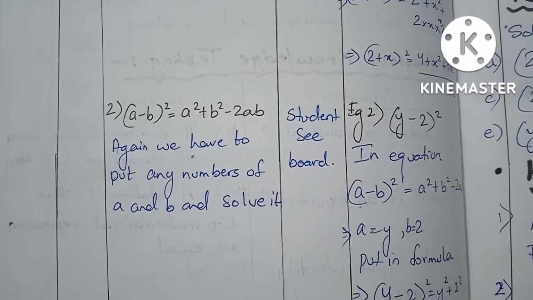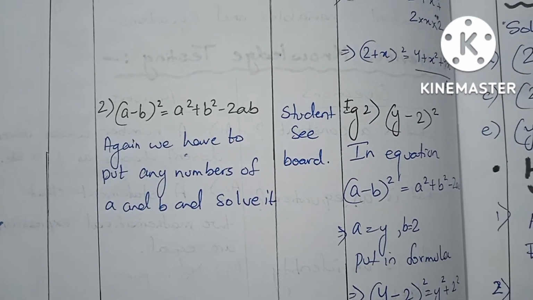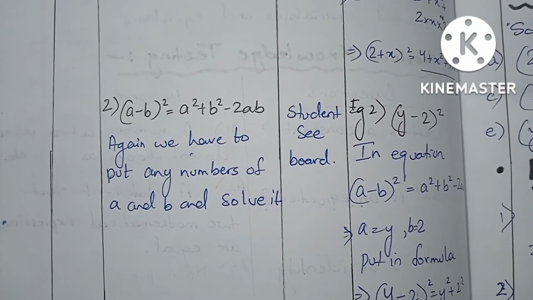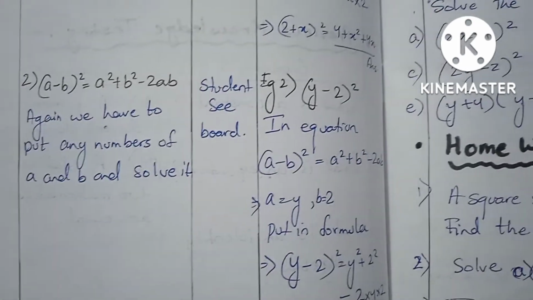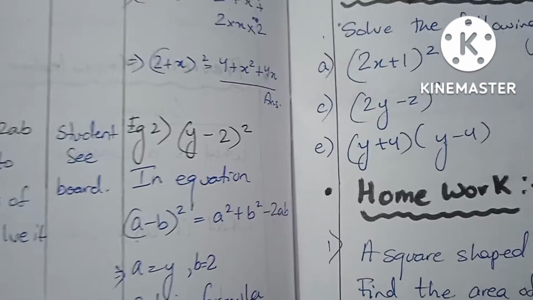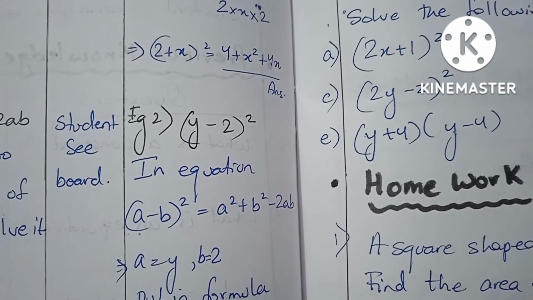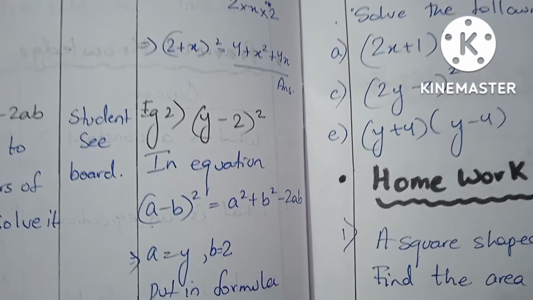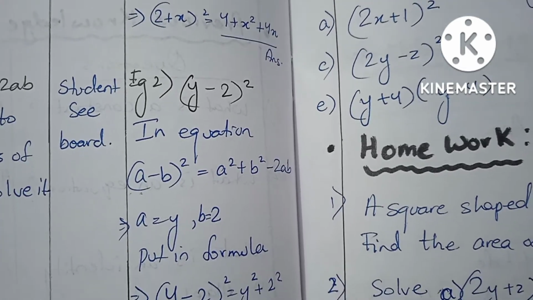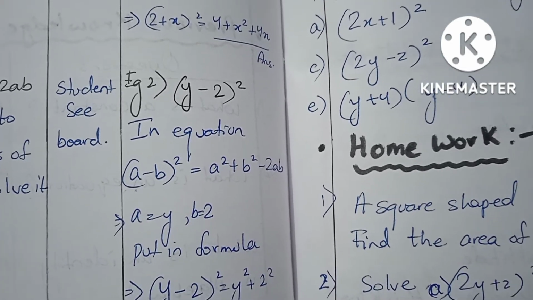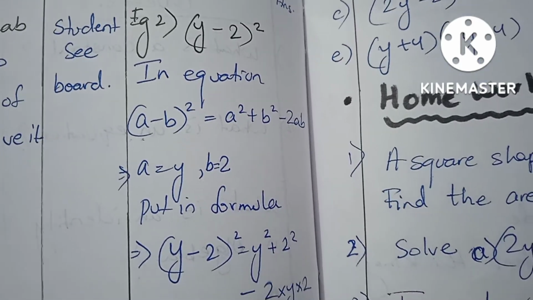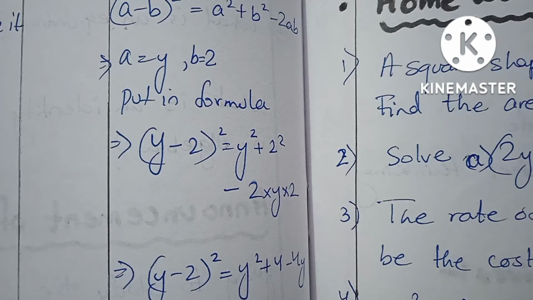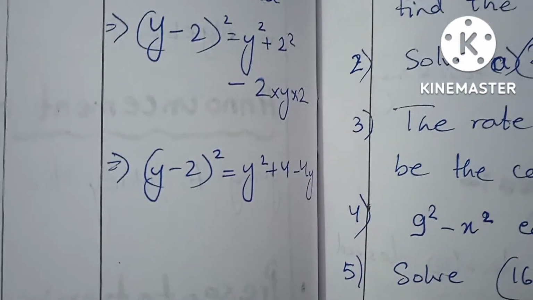Similarly, she tells the students about the identity (a − b)² = a² + b² − 2ab. Again, she tells the students with an example that (y − 2)² has to be solved. So over here, instead of a we are going to replace it with y, and b is going to be replaced by 2. We put it in the formula and get the following answer. So this is how we are solving the identities.